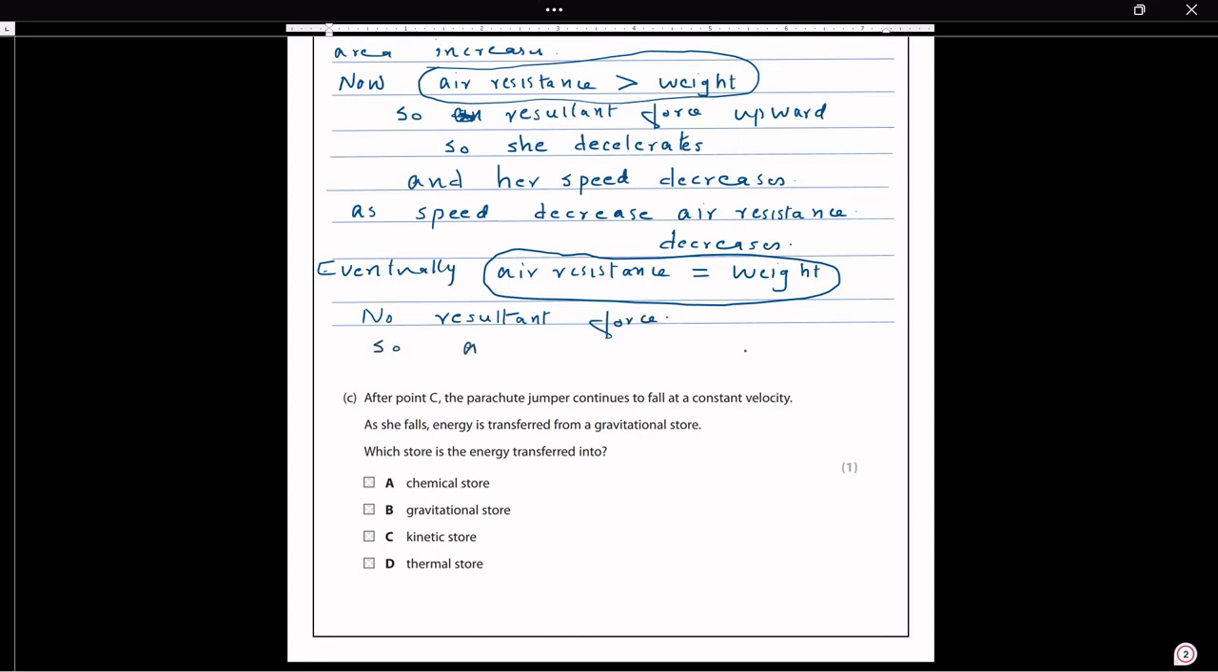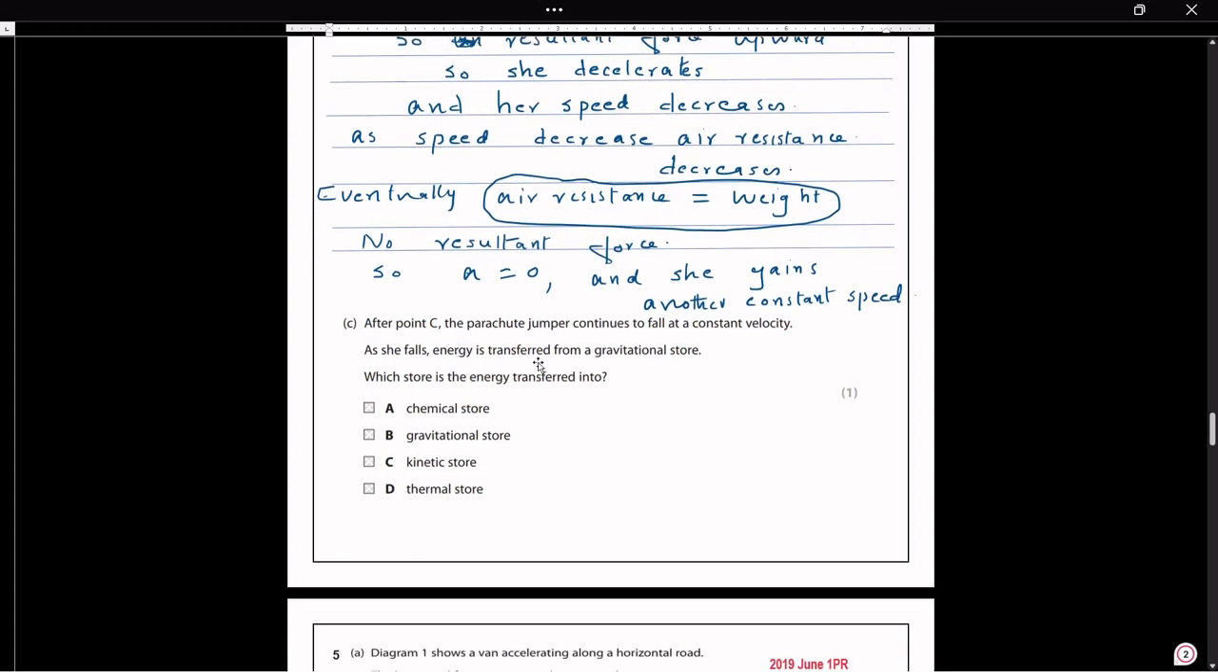So acceleration is 0 and she gains another constant speed. Constant speed or constant velocity. This is what is happening. Now, after point C, the parachute jumper continues to fall at a constant velocity.